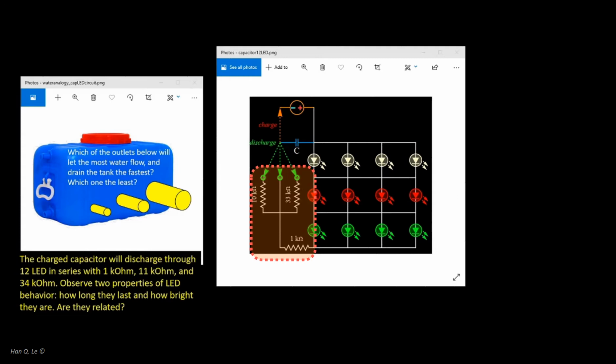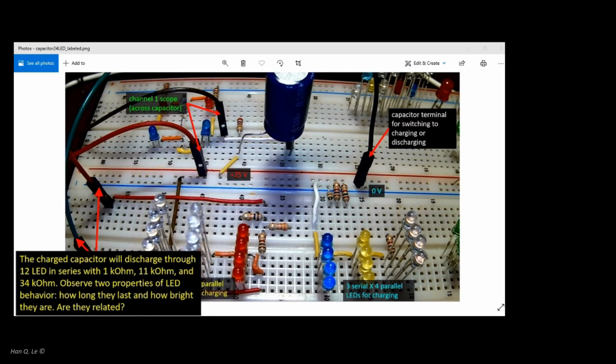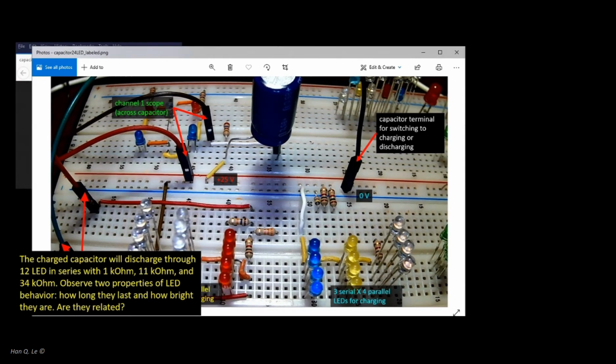The question here is not only which resistance allows the highest discharge current, but also how long is the discharge. Observe the relationship between the brightness of the LEDs versus how long the LEDs stay unlighted.